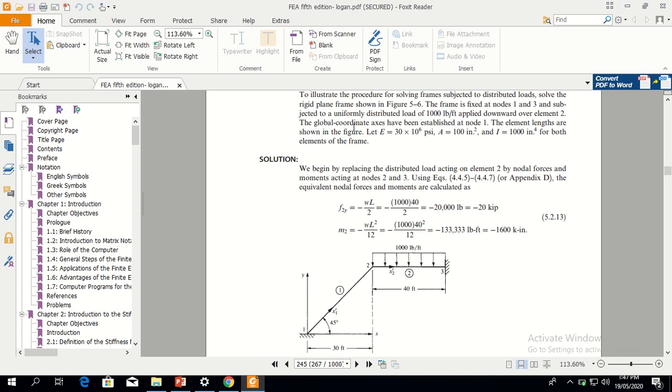The global coordinate axes have been established at node 1. You can see here global coordinates x and y are mentioned here. This is x and this is y. The element lengths are shown in figure. Lengths are also given.